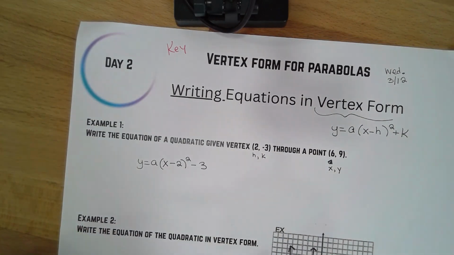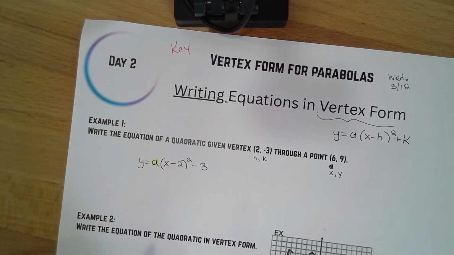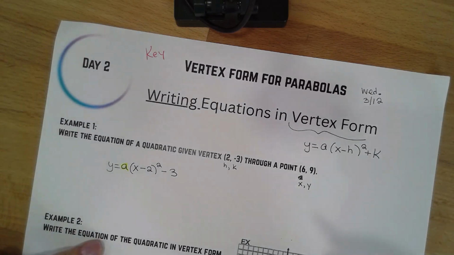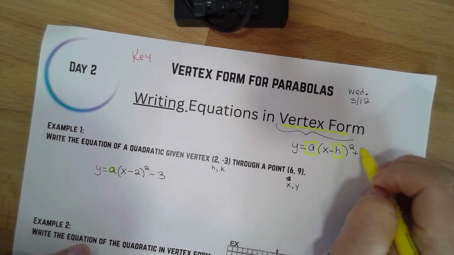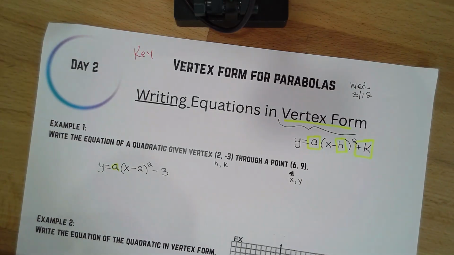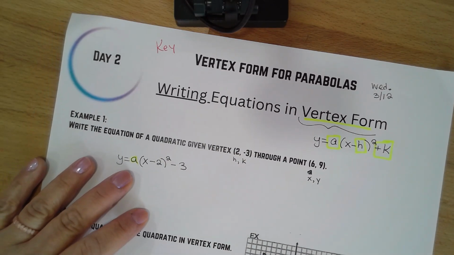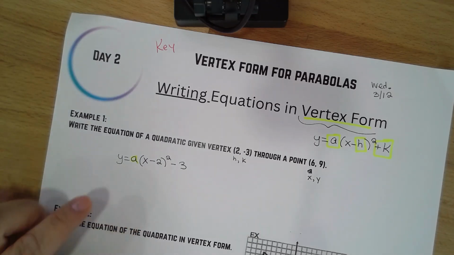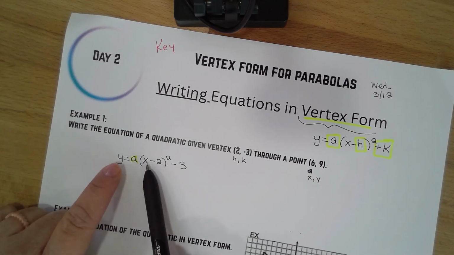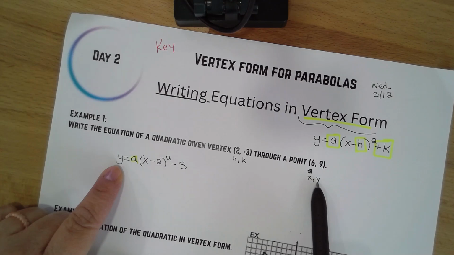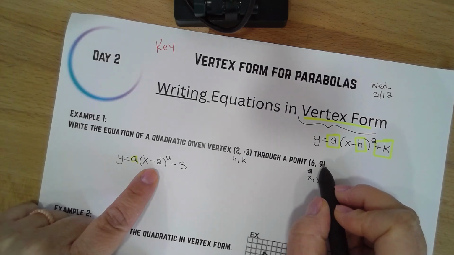Now, I think we can all agree in order to finish this, we need to find a. In order to have an equation in vertex form, you need the a, the h, and the k. They usually will give you the vertex, but we just need to find the a. So I want you to think about what we could do to solve for a. The only way to get a alone is if we know what x and y are. And look, they give us a random point on this quadratic. So I have an x of 6 and y is 9.